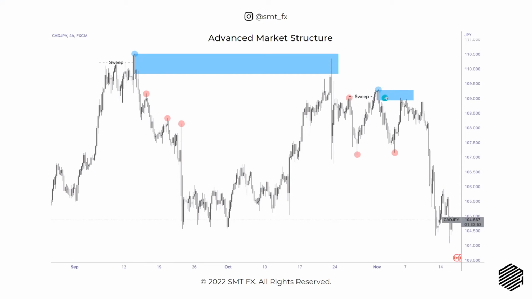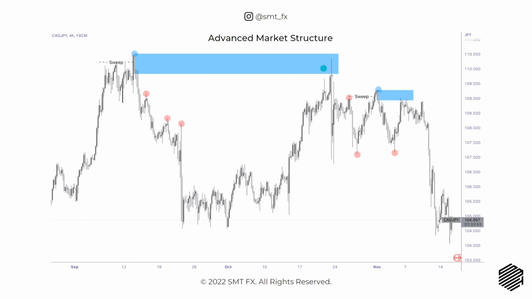Now, this area did not actually break structure to the downside, so this one would have been a little bit trickier to take a trade from. But what we can still observe is that we've still respected the order flow. We've had the sweep of liquidity, and this is the fuel for the move, the fuel to push price further to the downside, as you can see here.